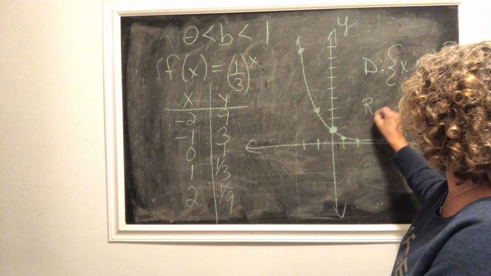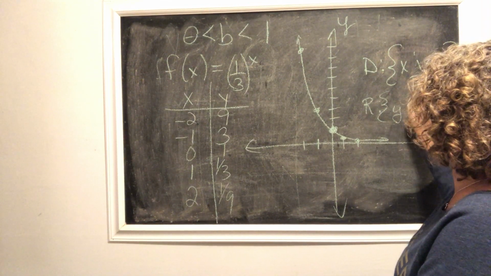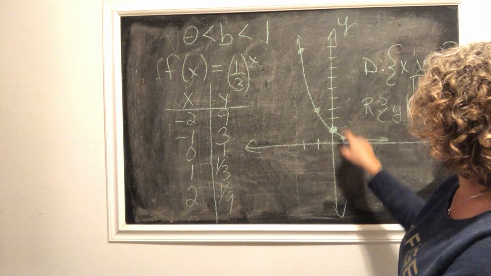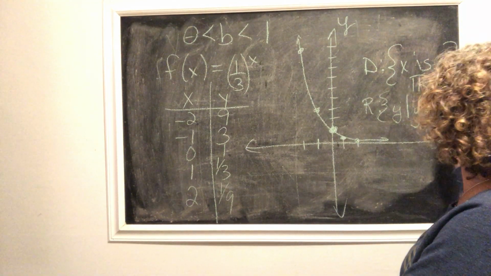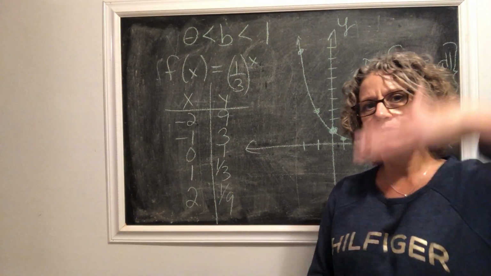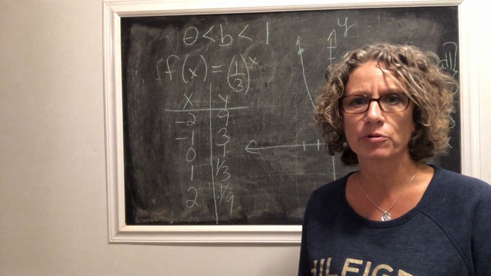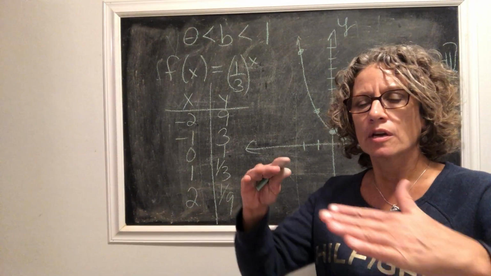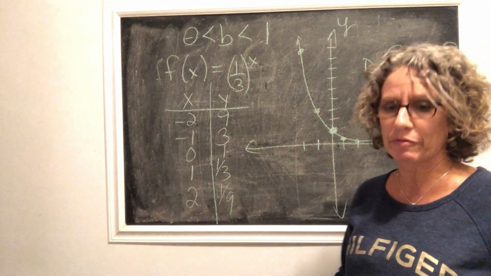But the range, however, has a restriction. It's the set of the y values, but what do the y values have to be? In this case, they have to be greater than 0. It will always be stated as above the asymptote. So whatever the asymptote is, again, the line that the graph gets increasingly close to and never touches, the y values, the range, will be all the values above that.